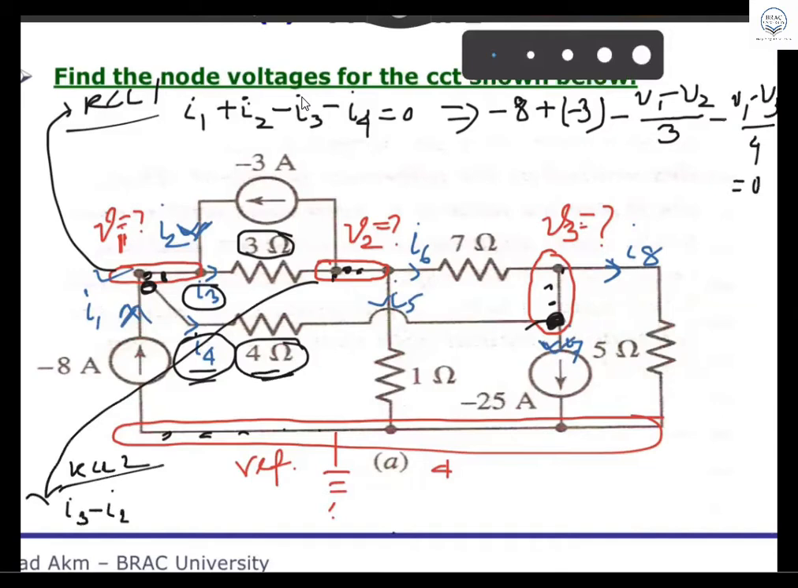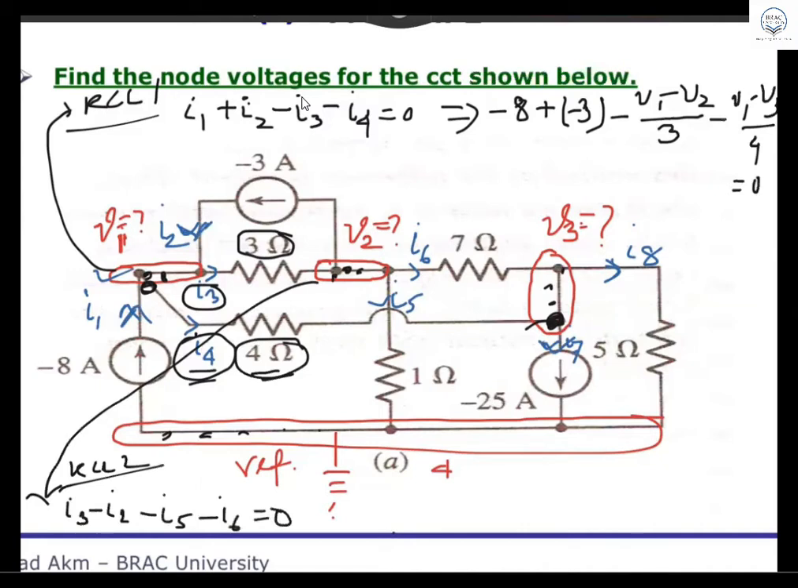I3 minus I2, then minus I5, then minus I6 equal to 0. How many altogether? There are 4 currents in node 2, right? Yes, and those 4 currents are I3, I2, I5 and I6. Any question or is it all right? That's all right. Okay, we are going to cut the Zoom soon and rejoin, please.